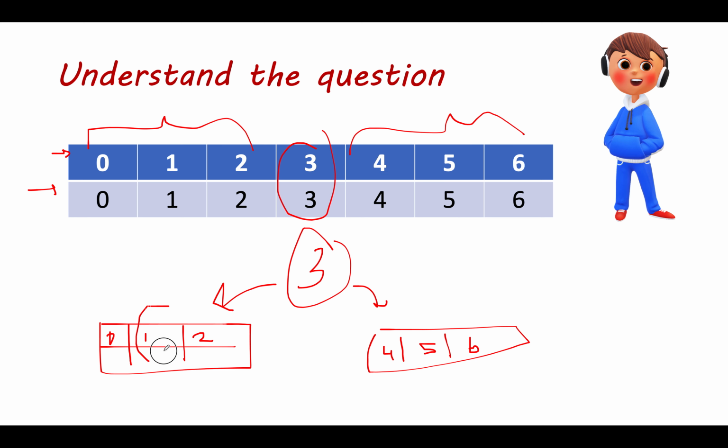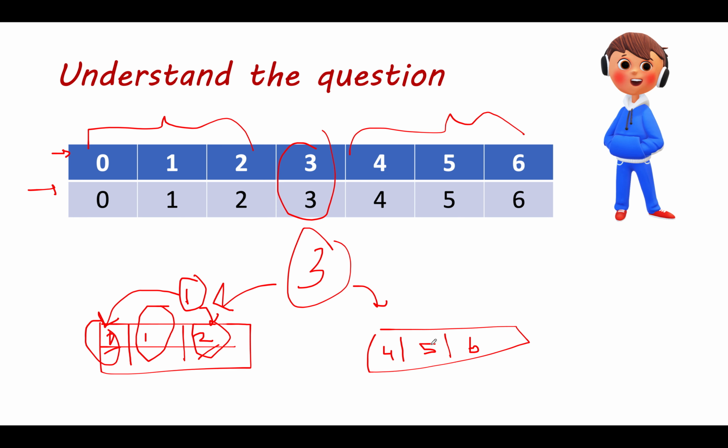The middle element for the left part is 1, so 1 will be assigned here as the node, and again you will invoke it for the left part and the right part. So left part goes here, right part goes here. So you will build nodes here. 1 has its left child as 0, right child as 2. Similarly, you'll do it for the right part of the subtree.